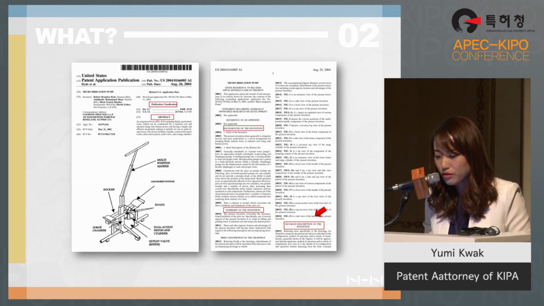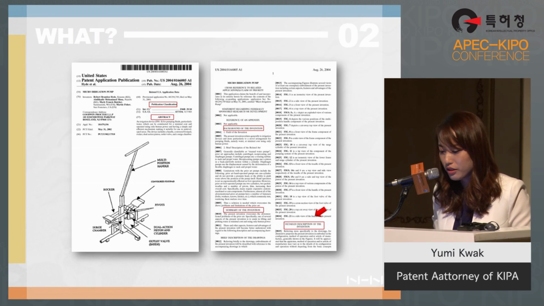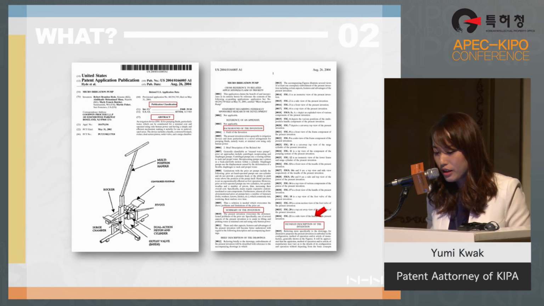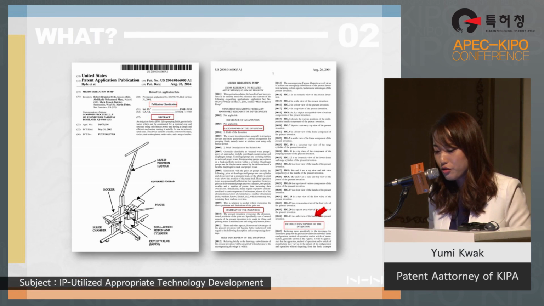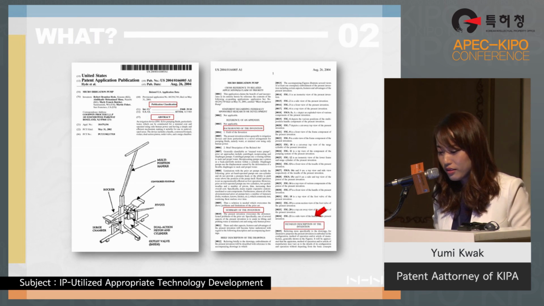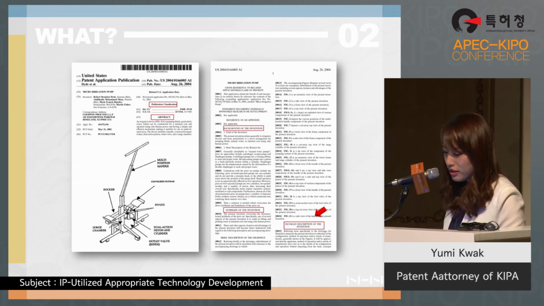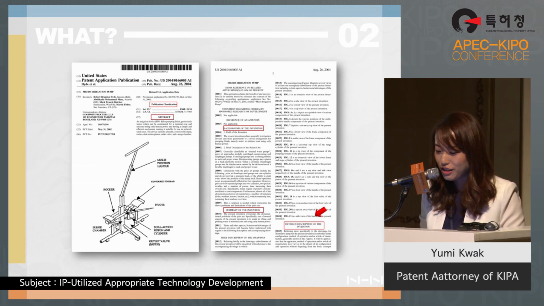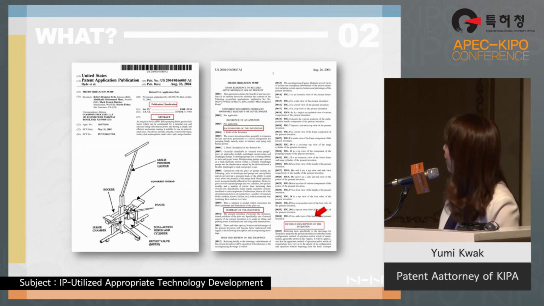Also, the US states that the specification shall contain a written description in such full, clear, concise, and exact terms as to enable any person skilled in the art to make and use the same. So as you can see here, we can obtain a detailed method of implementation through the description.